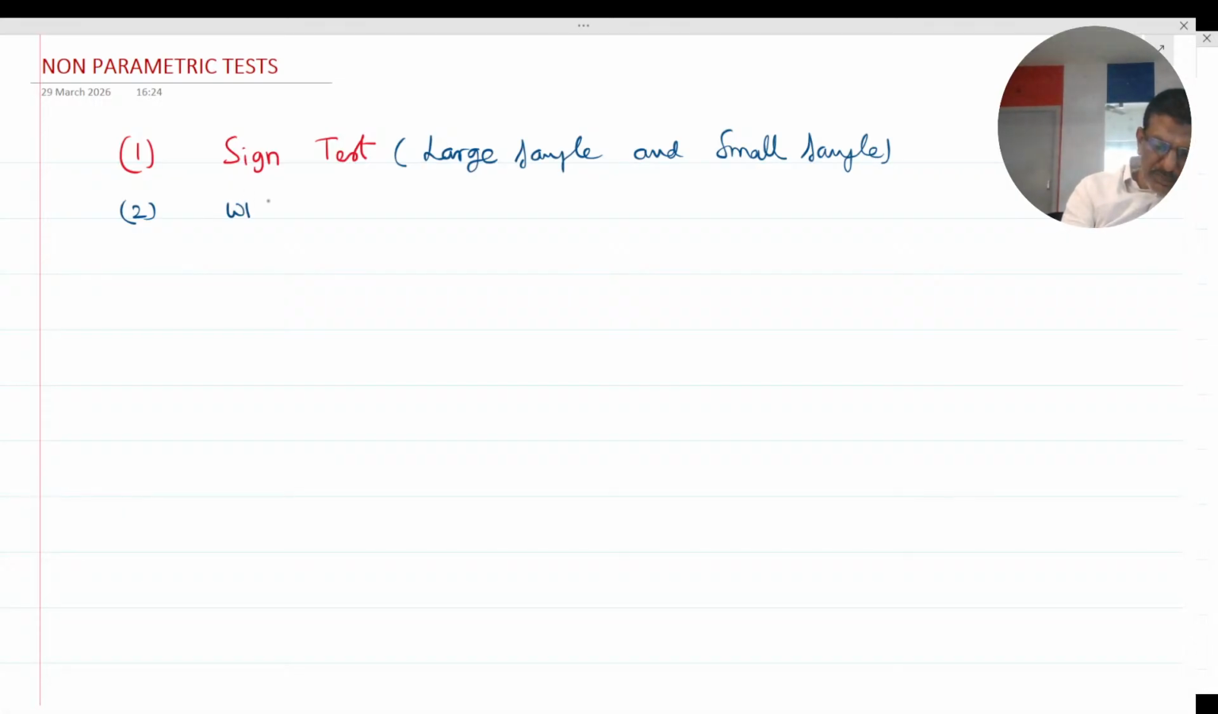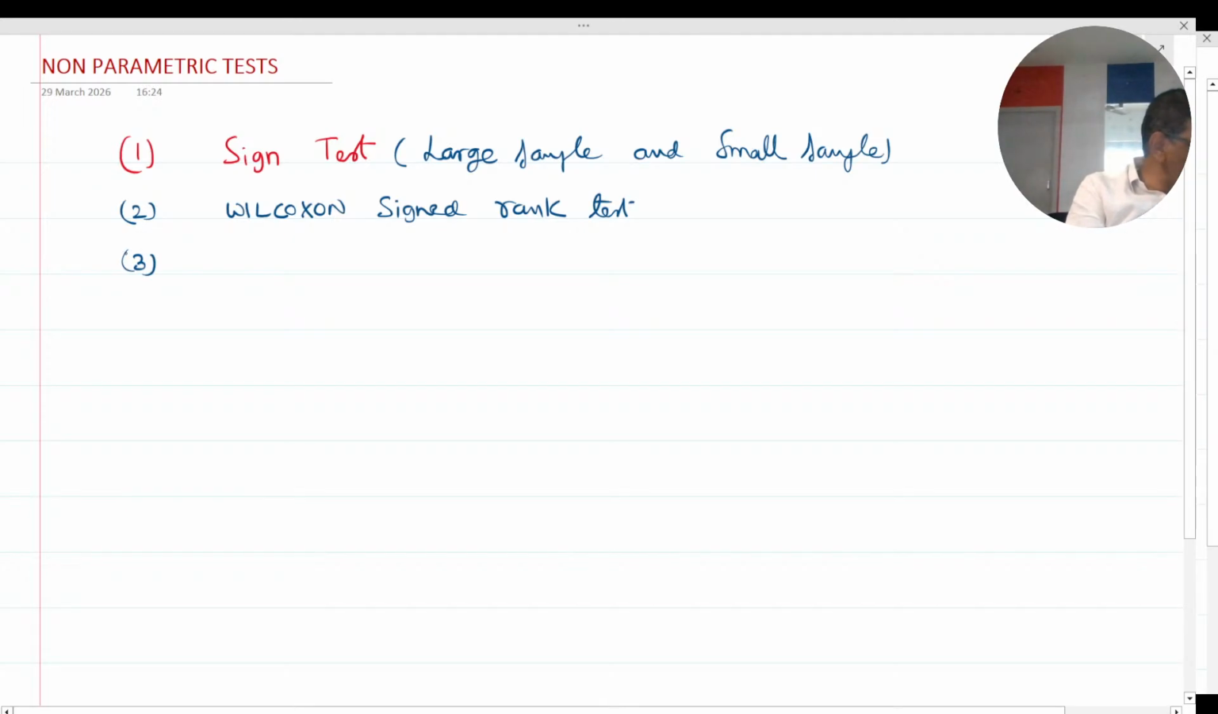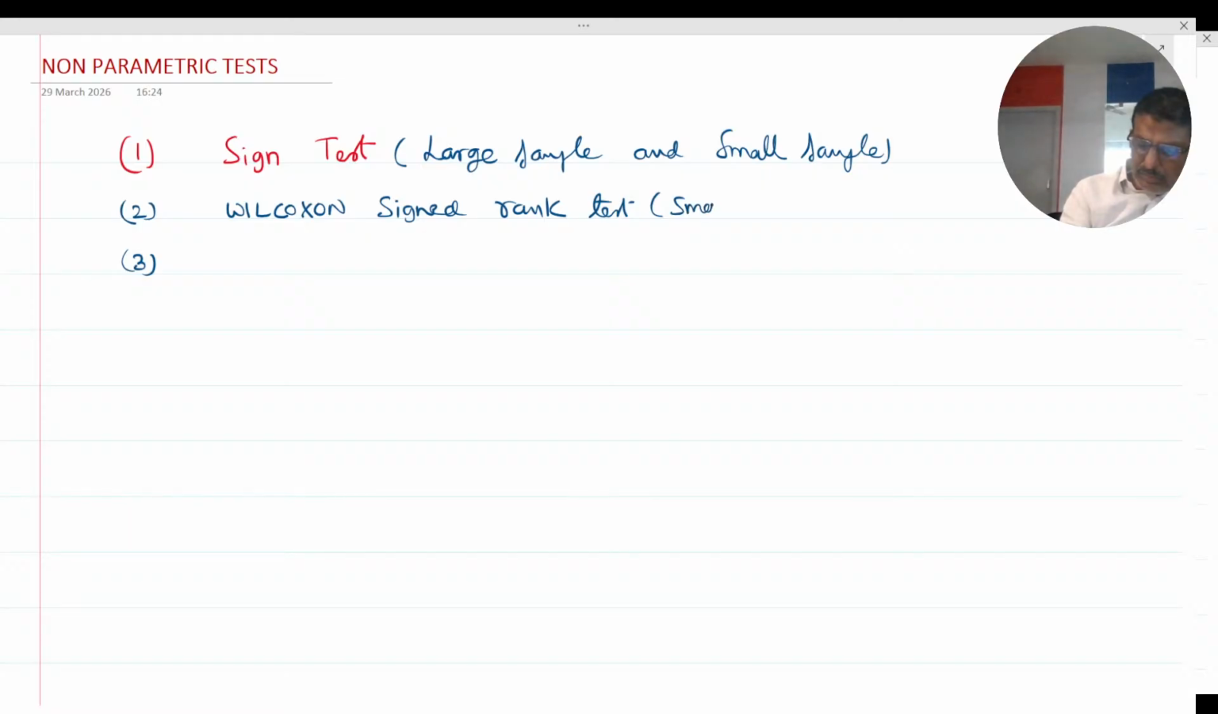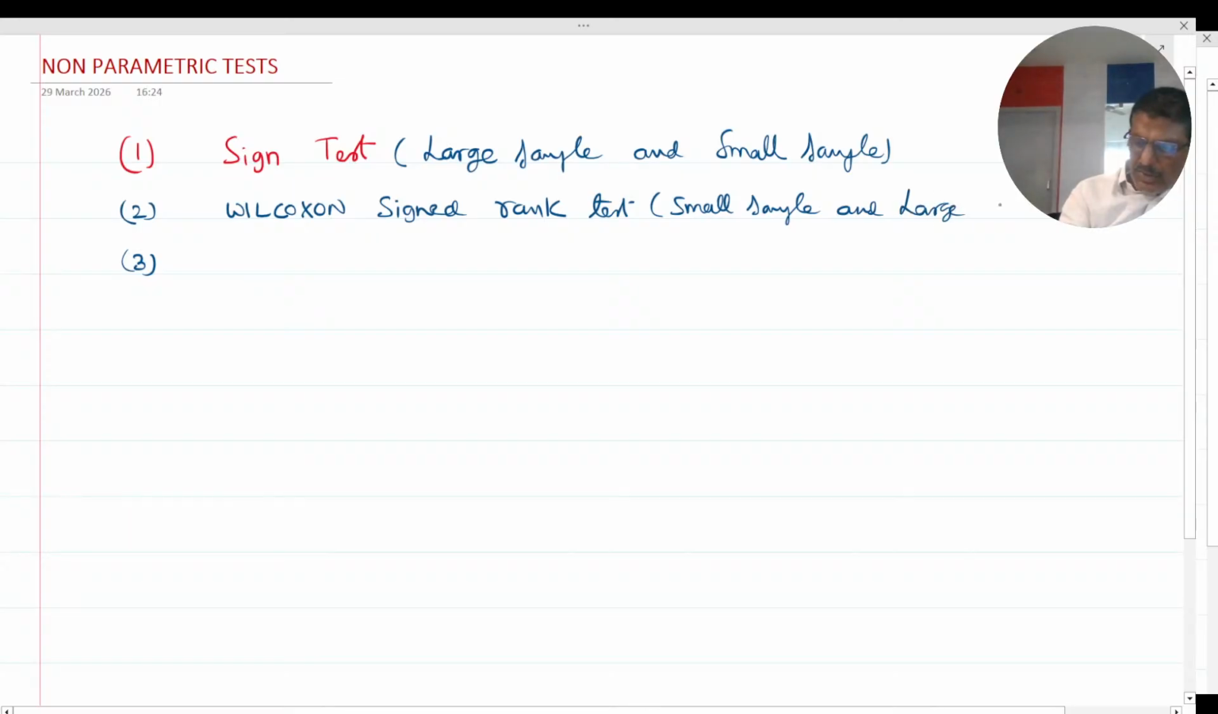Next, another one, with the help of this sign test concept. Another one related to the sign test: Wilcoxon sign rank test. The third one has a very simple procedure. Easily we can analyze the data. Wilcoxon sign rank test also has small sample and large sample.